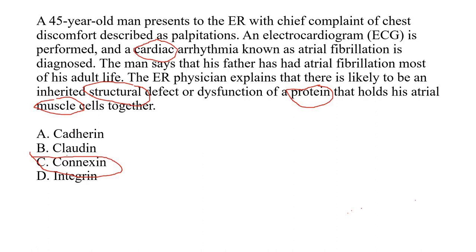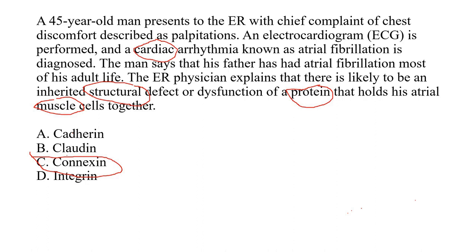Claudins are part of a tight junction. Cadherins loose, claudins tight. Tight junctions we find at the blood-brain barrier, but we don't find tight junctions in cardiac muscles. Cardiac muscles, we find the gap junctions with the intercalated disc. So we're all on the right track for connexin, and the only thing left out is integrin.